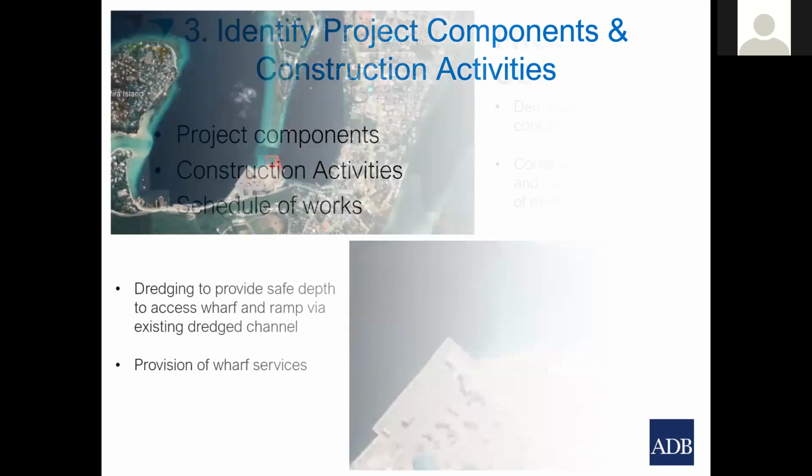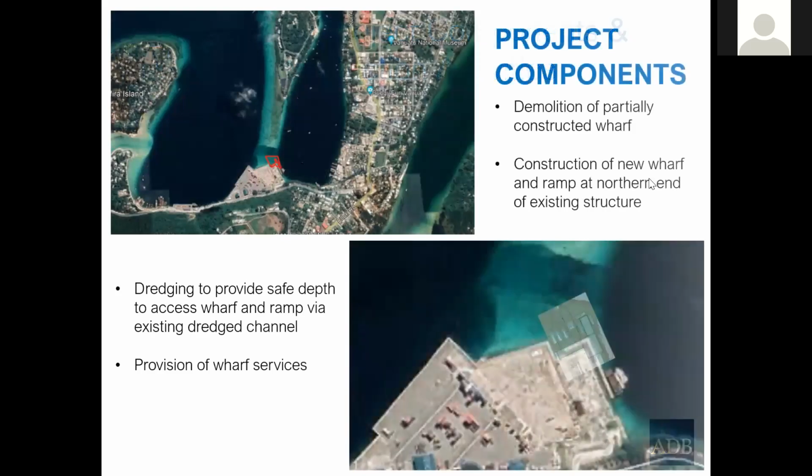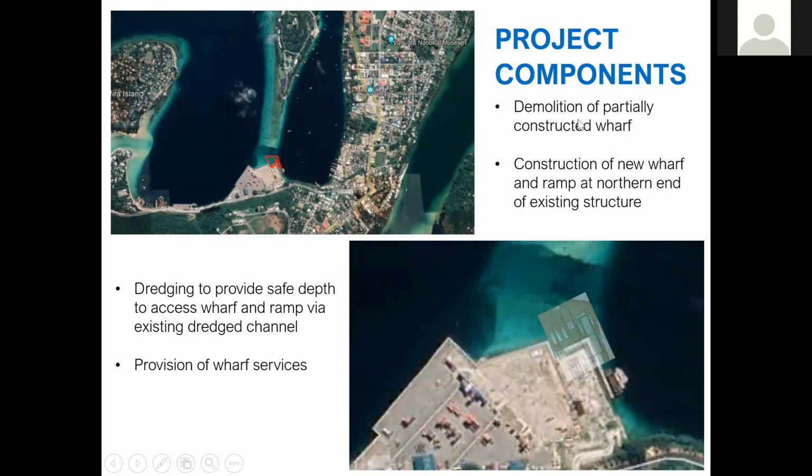So in our particular case, the key project components are demolition of the partially constructed wharf. You can see down here, this L-shaped wharf here will be demolished. There'll be construction of a new wharf and ramp at the northern end. You can see this is superimposed here. These little squares are the proposed new platform wharf, and the ramp structure on the north here to ensure that roll-on, roll-off type of vessels can come up to here.